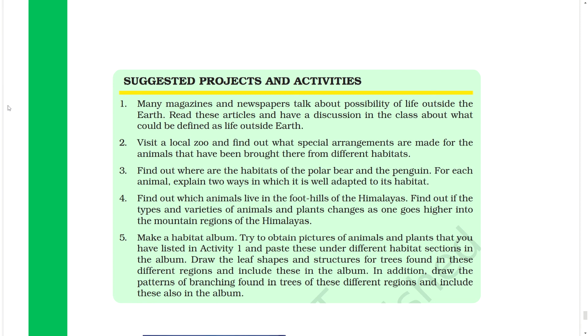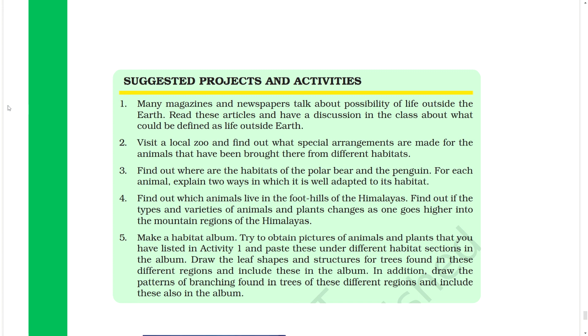Suggested projects and activities. 1. Many magazines and newspapers talk about the possibility of life outside the earth. Read these articles and have a discussion in the class about what could be defined as life outside earth. 2. Visit a local zoo and find out what special arrangements are made for the animals that have been brought there from different habitats. 3. Find out where the habitats of the polar bear and the penguin are. For each animal, explain 2 ways in which it is well adapted to its habitat.